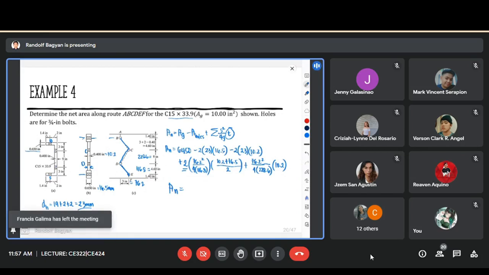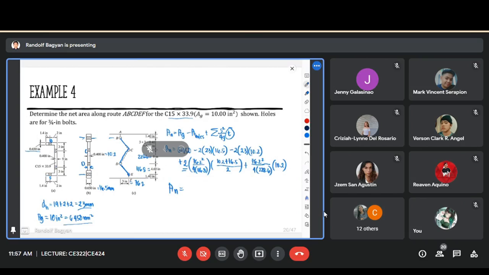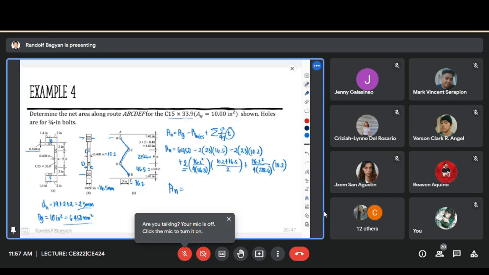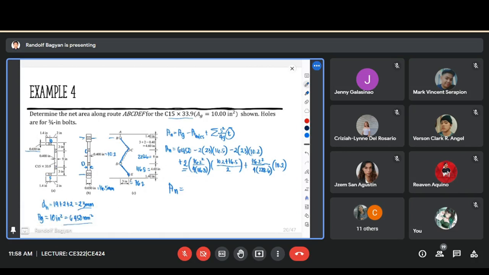5,618. Did you compute this correctly, class? Why did mine come out bigger? Wait. My calculator has an LCD. Okay, correct: 5,618 square millimeters. I hope everyone got this answer. So that is how to compute the net area. There is still a follow-up, the computation of our U factor for the effective net area. Okay, this is the answer.